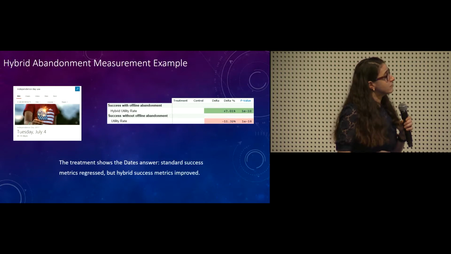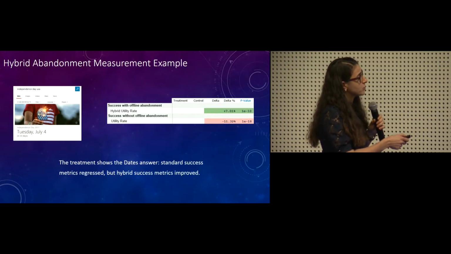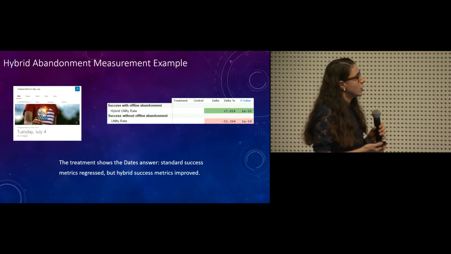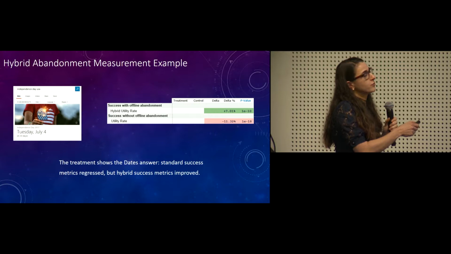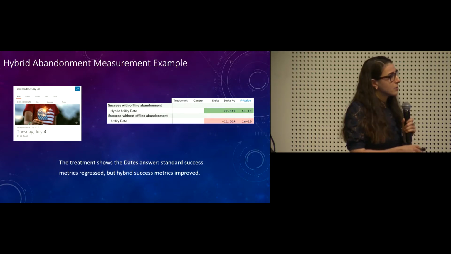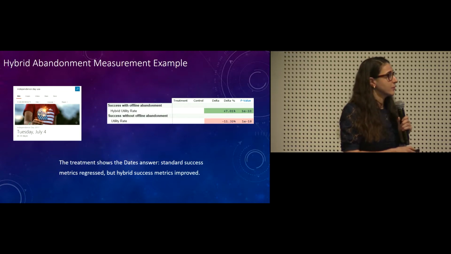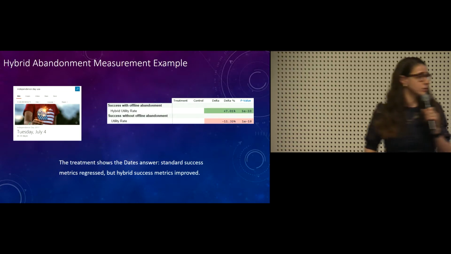Next, we can compute the utility metric. This is what I'm showing here as the hybrid utility rate. It's just one example where there's a date answer that shows you the actual date for a holiday. You can see that our classic utility rate was not capturing any of that abandonment, but with the hybrid utility rate, it's actually showing a positive effect on the user.